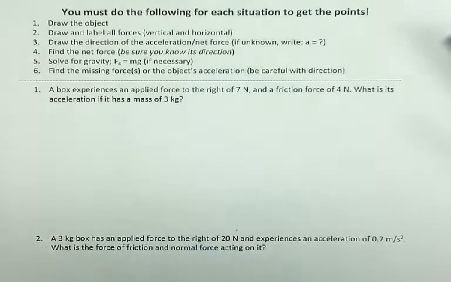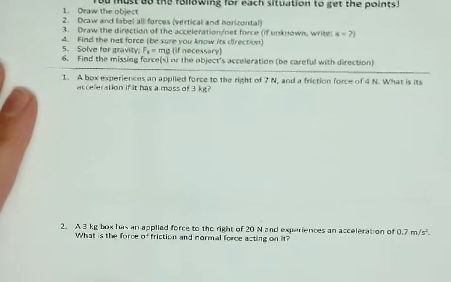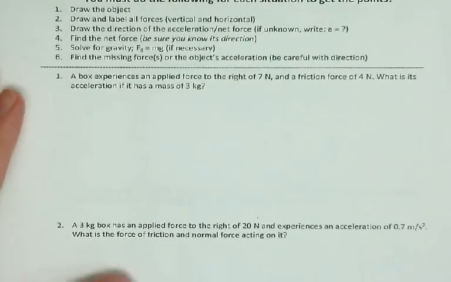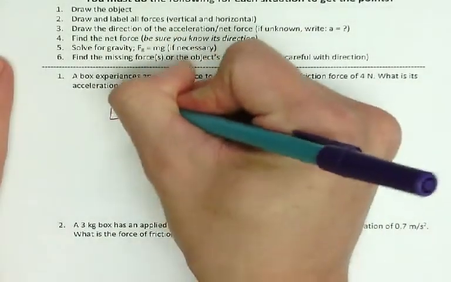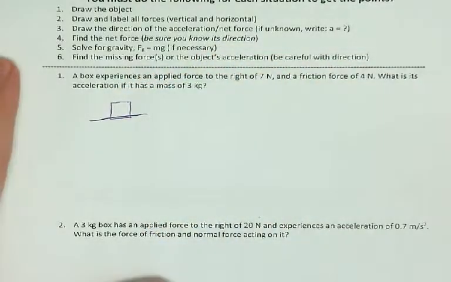Okay, so number 1. A box experiences an applied force to the right of 7 newtons, a friction force of 4 newtons. What is its acceleration if it has a mass of 3 kilograms? Okay, so we start off by drawing a box on the ground. Okay, so far so good.